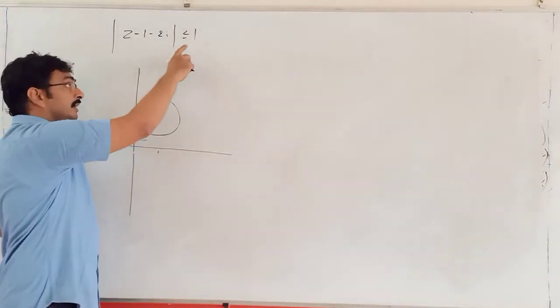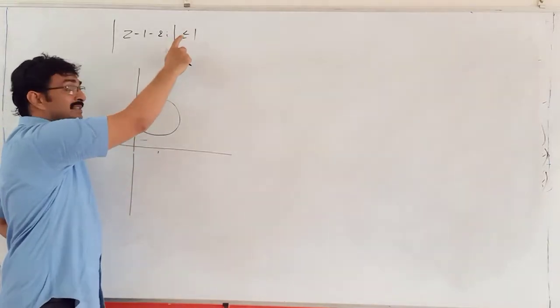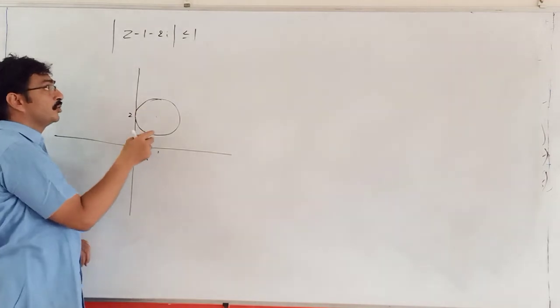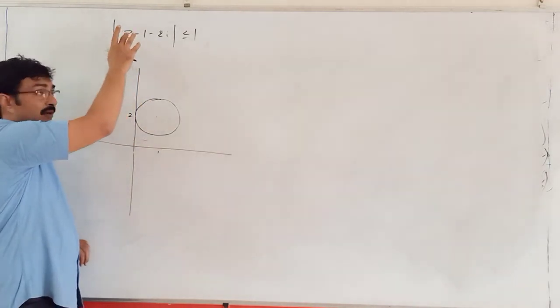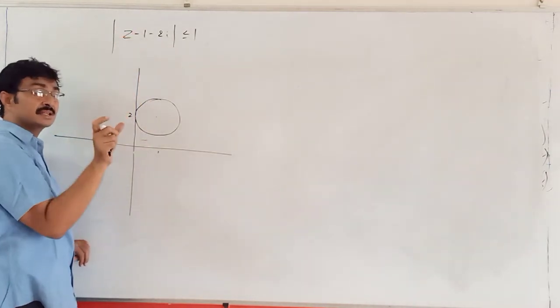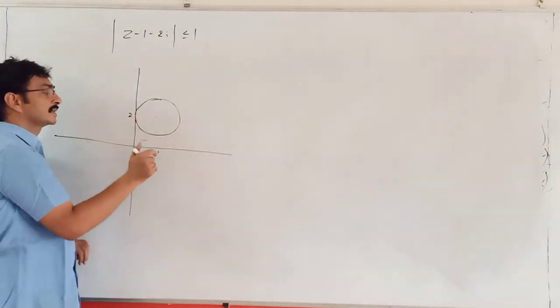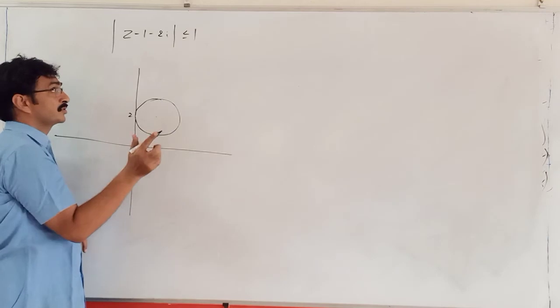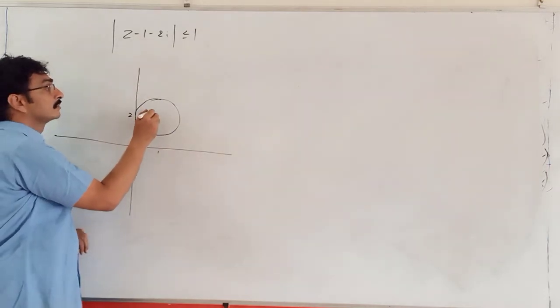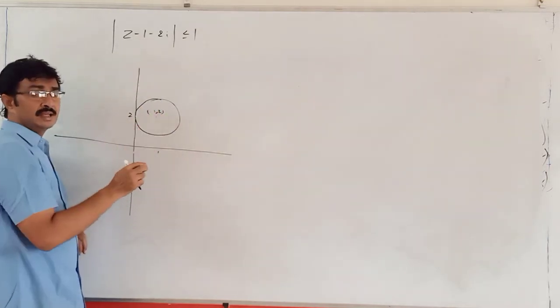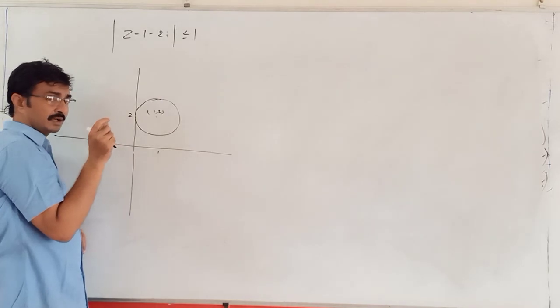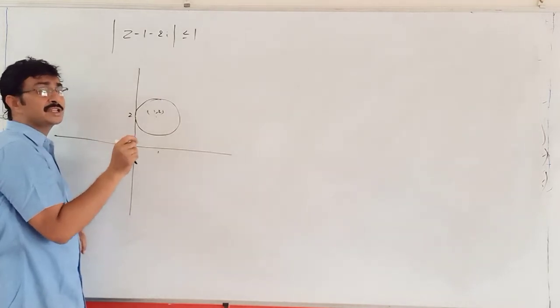And here it is not equal to 1, it is less than or equal to 1. Less than or equal to 1 means the locus is a circular disc. Points lie on the circle and inside points. Now, first question, center clearly 1 comma 2. Now required is the complex number z having least argument.